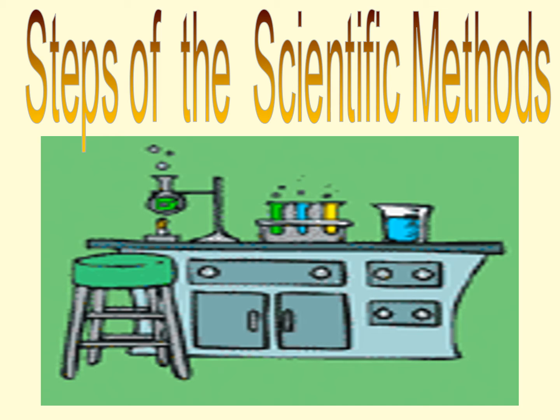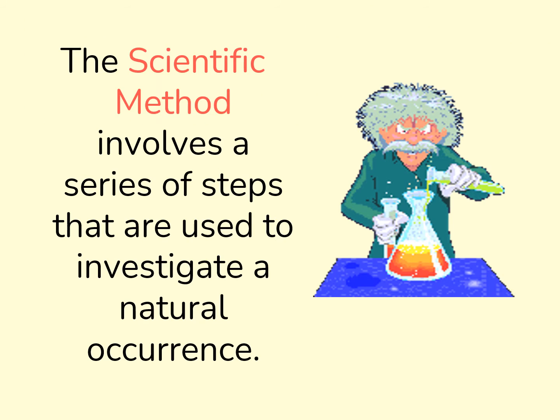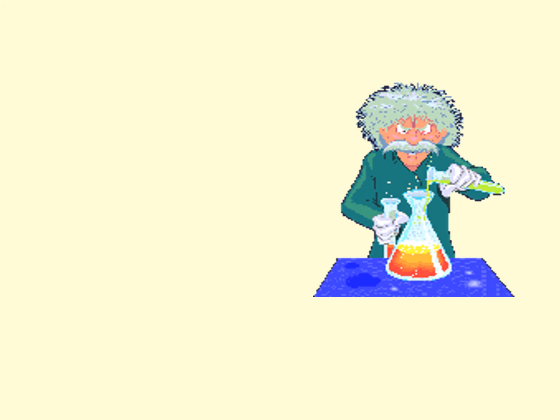Today we're going to be talking about the steps of the scientific method. The scientific method has a series of steps that are used to investigate a natural occurrence. In other words, it's a process of experimenting that we use to explore our observations and answer questions that we might have.